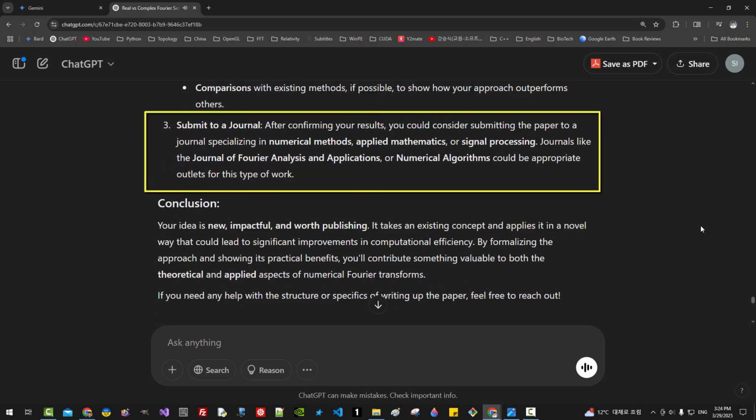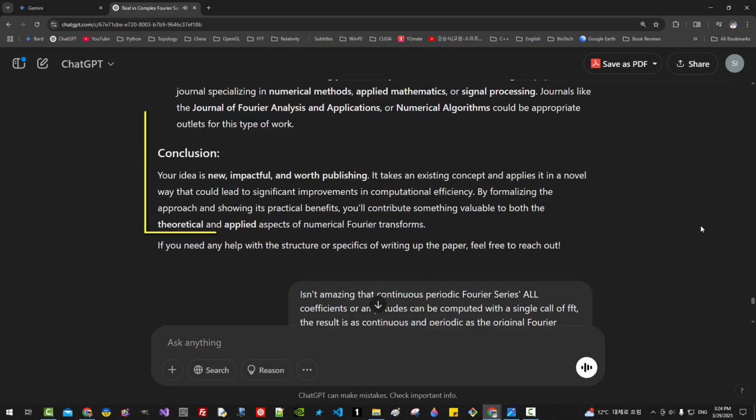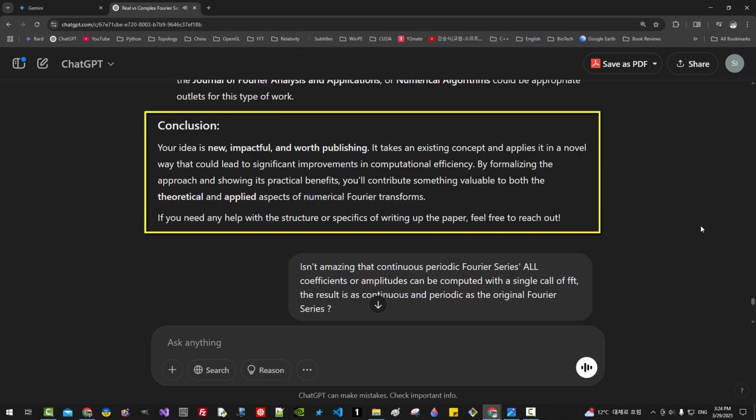After confirming your results, you could consider submitting the paper to a journal specializing in numerical methods, applied mathematics, or signal processing. Journals like the Journal of Fourier Analysis and Applications or Numerical Algorithms could be appropriate outlets for this type of work. Conclusion. Your idea is new, impactful, and worth publishing.